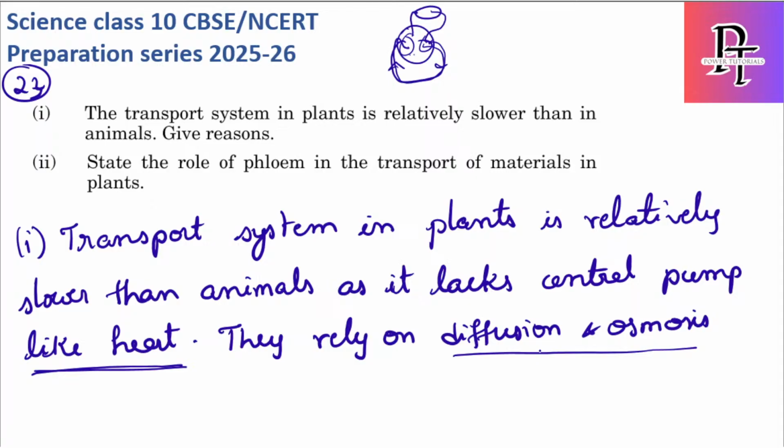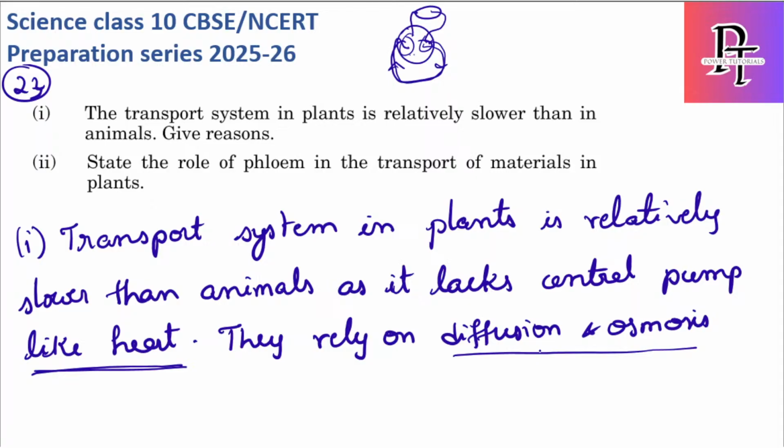I'm repeating the first point again. Why is the transport system in plants relatively slower? Because they lack a central pump-like structure, which is the heart in animals. In plants we don't have such a thing. They rely on only two processes, which are diffusion and osmosis.